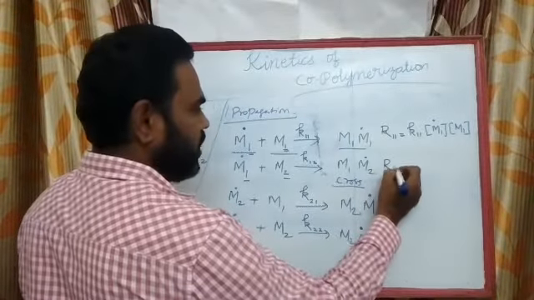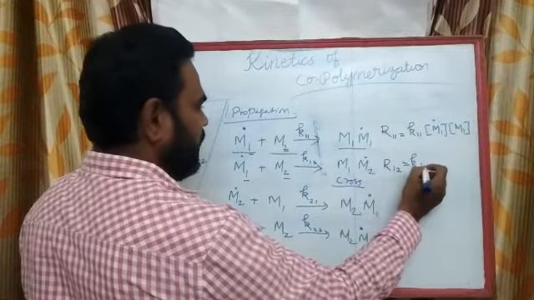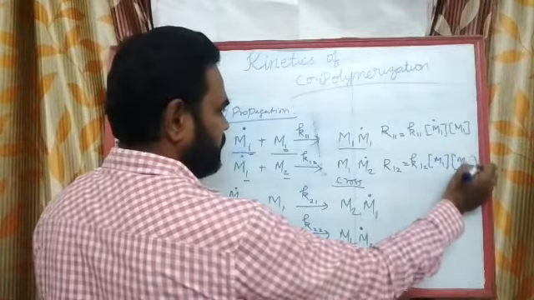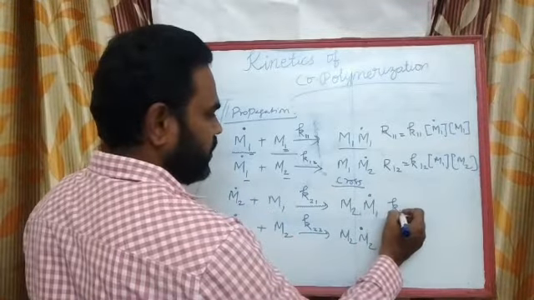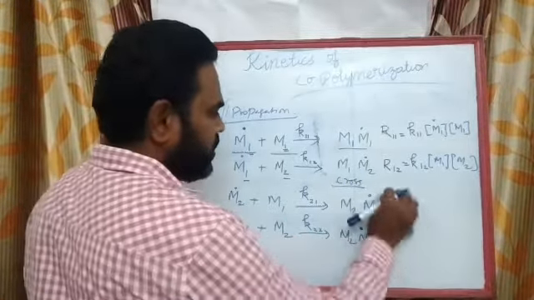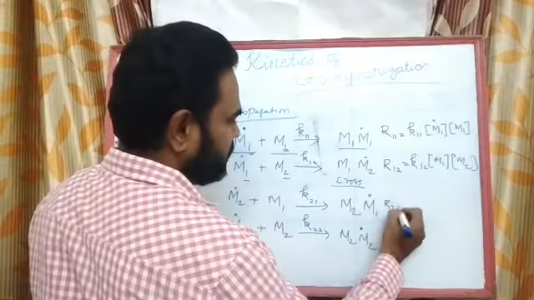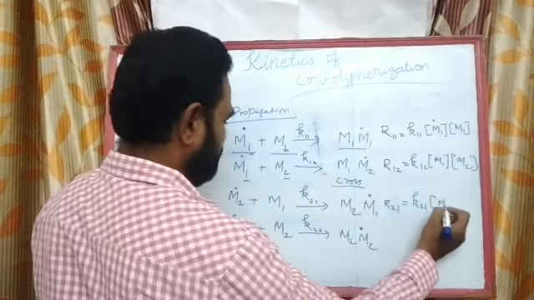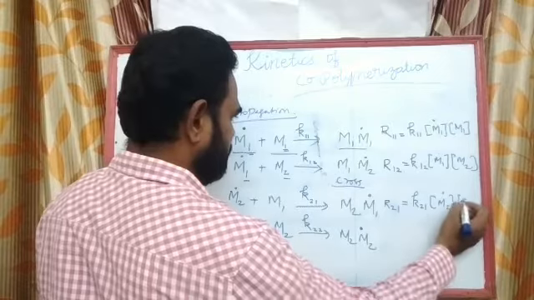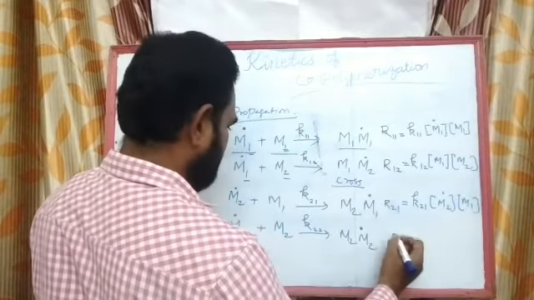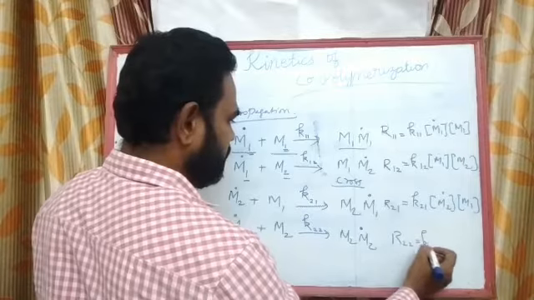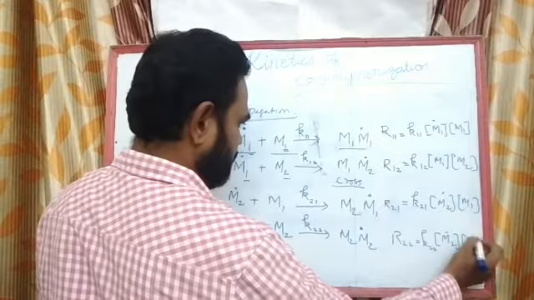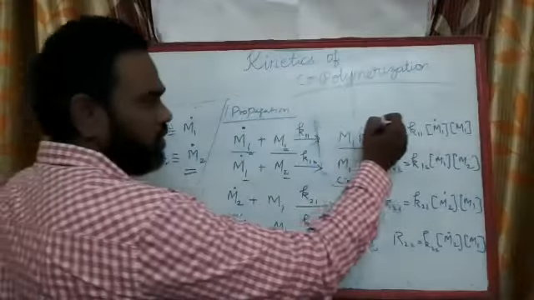Similarly, R12 is equal to K12 M1 dot M2. R21 is equal to K21 M2 dot M1. And R22 is equal to K22 M2 dot M2. So you have four different rates.